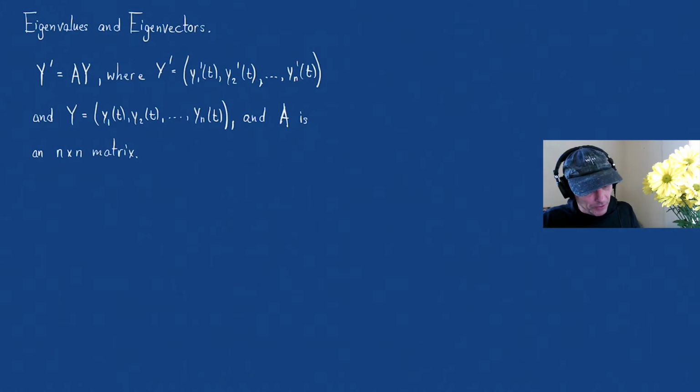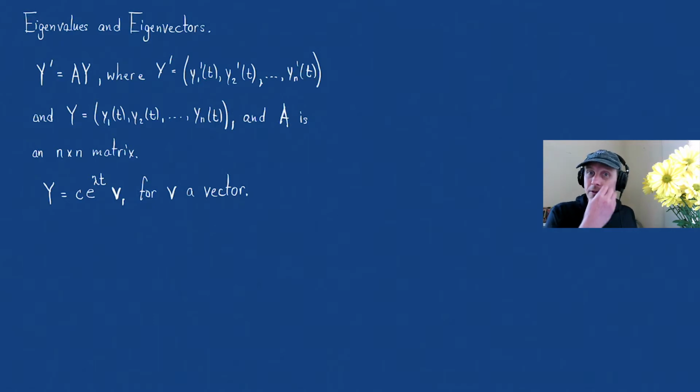Now, here's what else we found. We found that the solution y of t is equal to some scalar, we'll just call it c, and then there's an exponential e to the lambda times t, and then it has some vector. So we're just going to look at the 2 by 2 case, but we'll just call it some vector v. That's a boldface v.